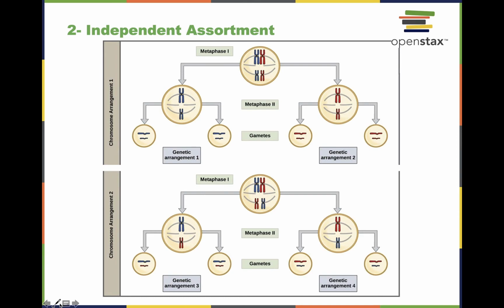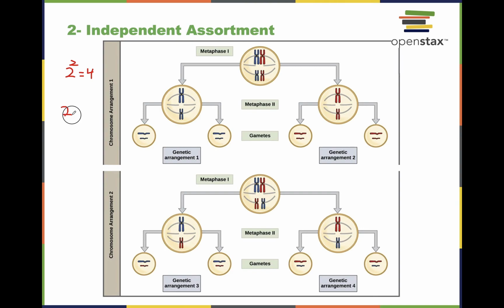Now, consider this. In our example, we are looking at two pairs of chromosomes, and each of them can sit in its own way. So 2 to the power of 2, that's 4. So we get 1, 2, 3, 4 different combinations. Even if we don't take into account crossing over, in this case we get 4 different combinations.